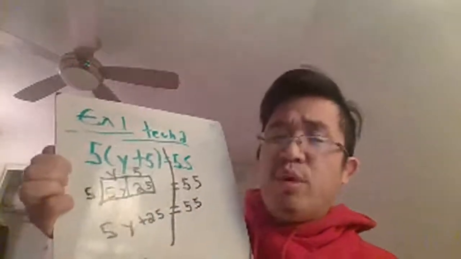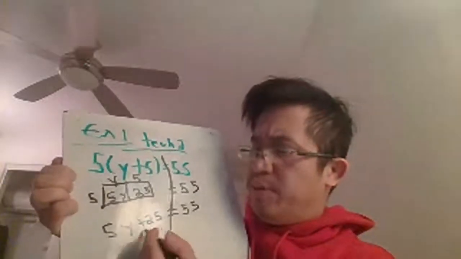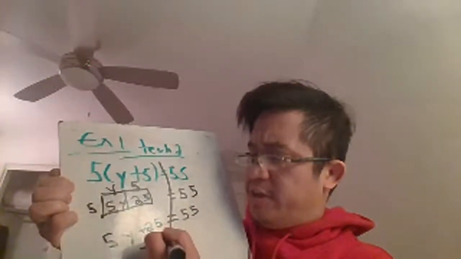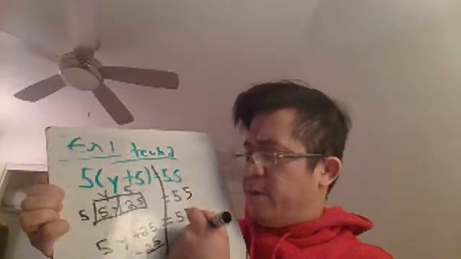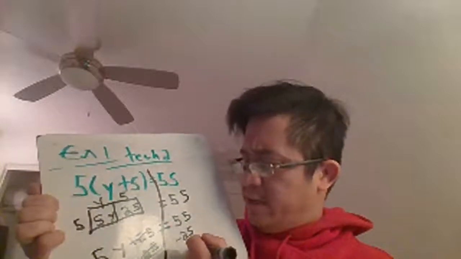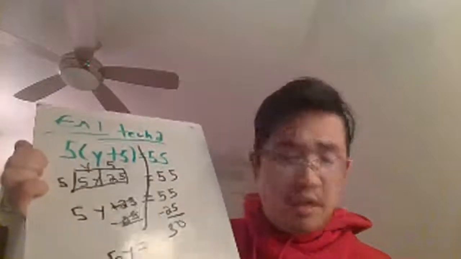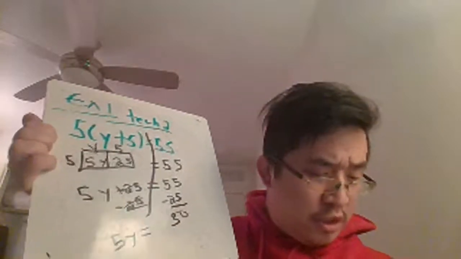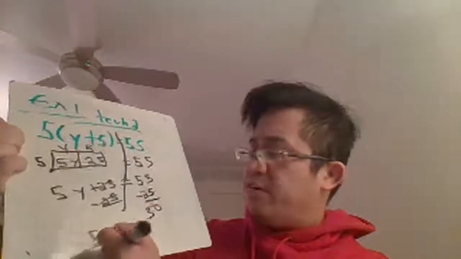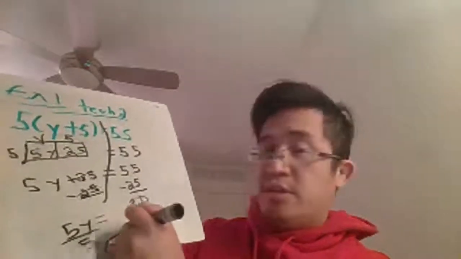So now this looks like what we've seen before in our algebra technique. I want to get y by itself. 5 times y plus 25. So I'll subtract 25 on the left, and I'll subtract 25 on the right. The 25s go away, and 55 minus 25 gets us 30. So we have 5 times y equals 30. So the opposite of times 5 is divide by 5. And y, again, will get us 6.